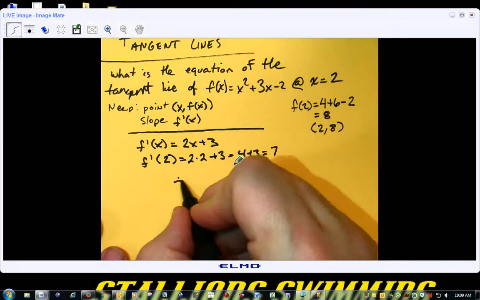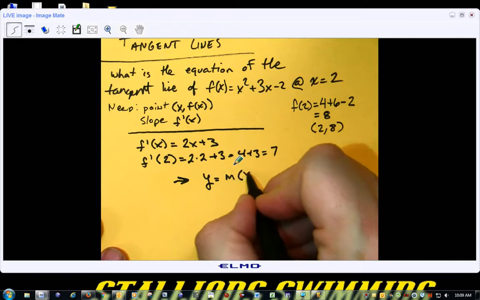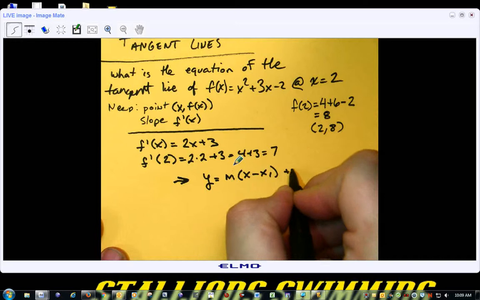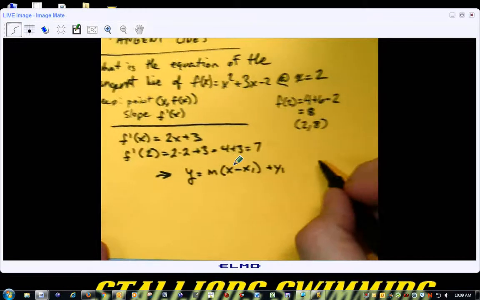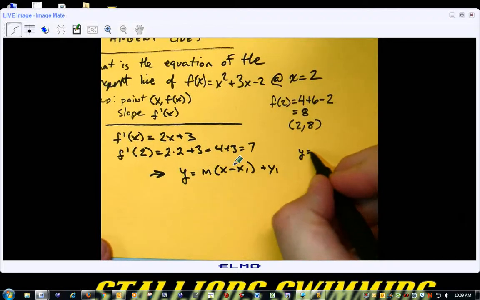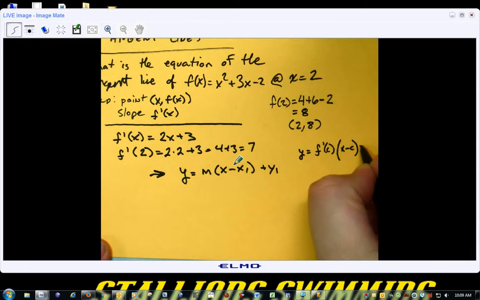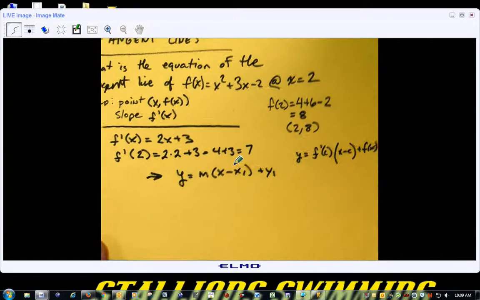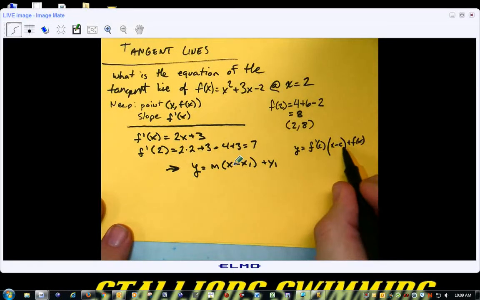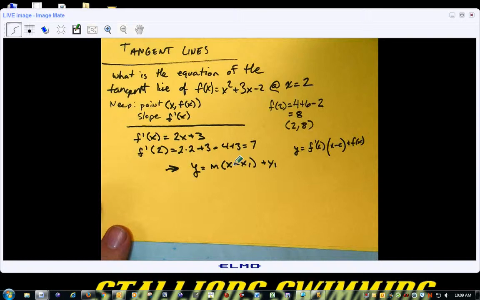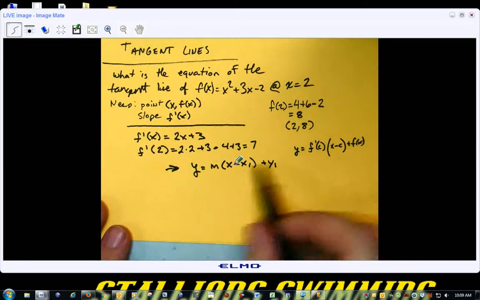So now I'm going to use y is equal to m times x minus x1 plus y1. Or if we use the whole derivative thing, this is going to be f prime of c times x minus c plus f of c, which is the exact same thing. Because there's your slope, there's your x, there's your y. Same thing. So whatever you're more comfortable with. If you like all this stuff, that's good. If you don't, this is fine. But you have a point, you got a slope, use point slope.